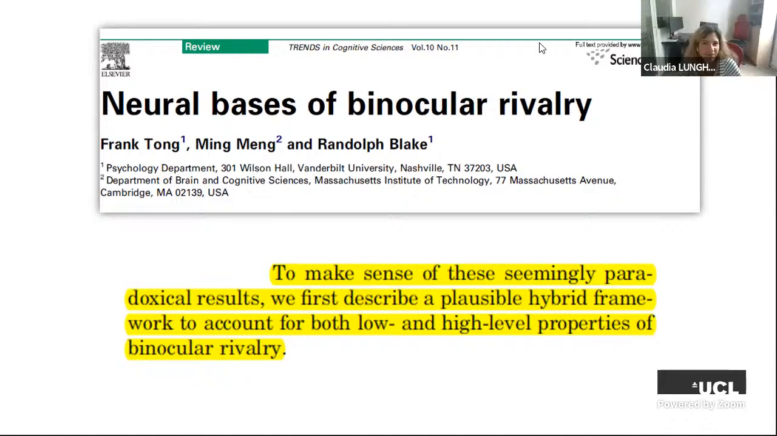There is also a big controversy between electrophysiological recordings in monkeys and fMRI studies in binocular rivalry. That can be for many reasons. If I'm not wrong, that paper by Nikos Logothetis came out at the same time as the psychophysical paper in '96.